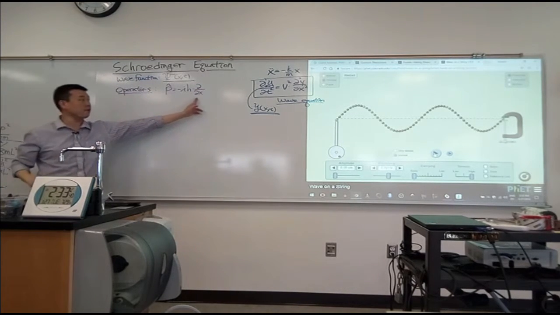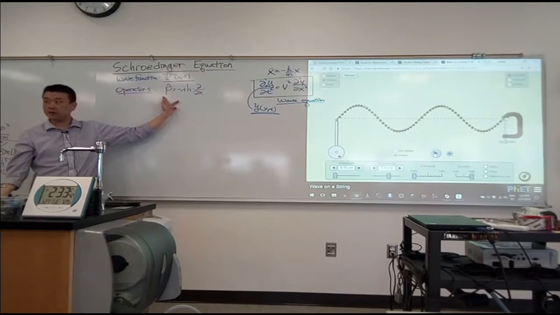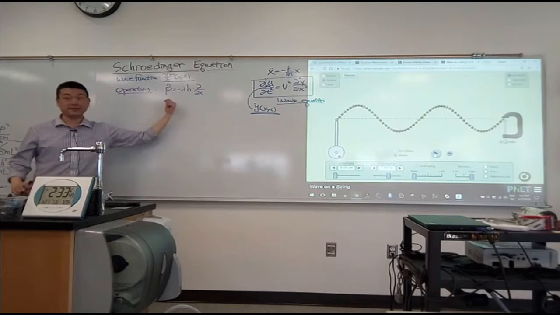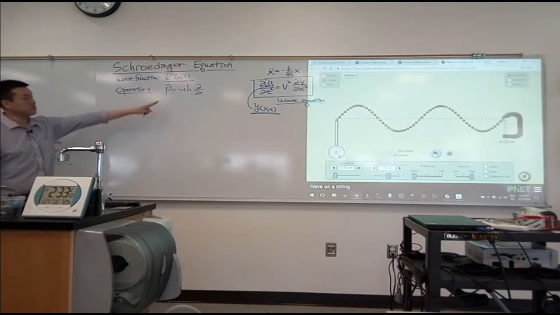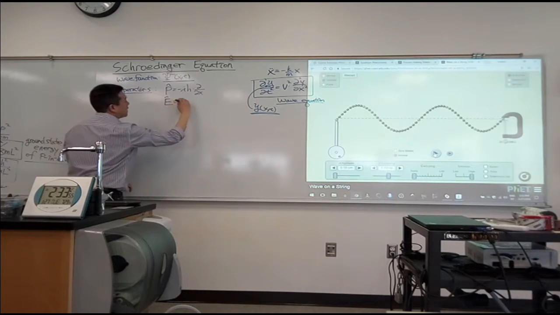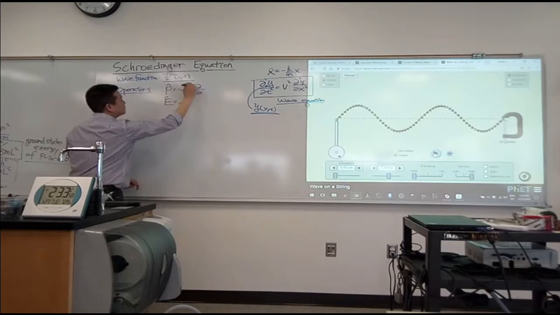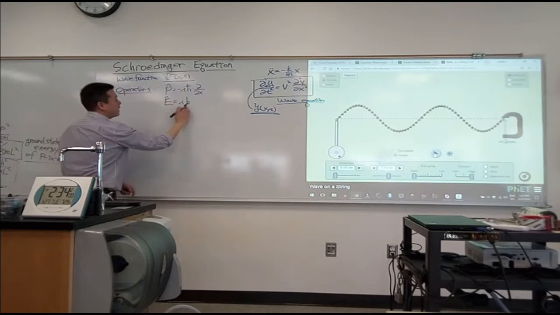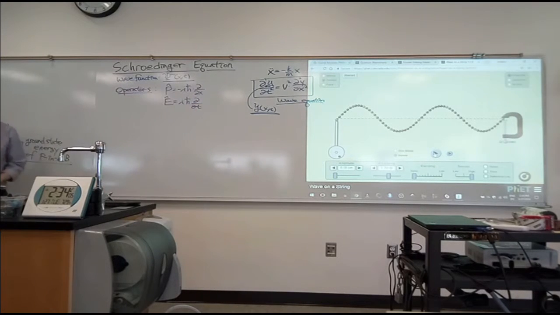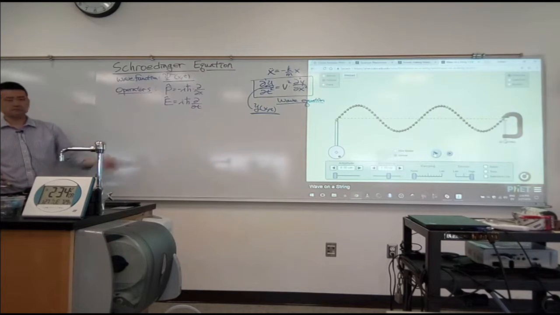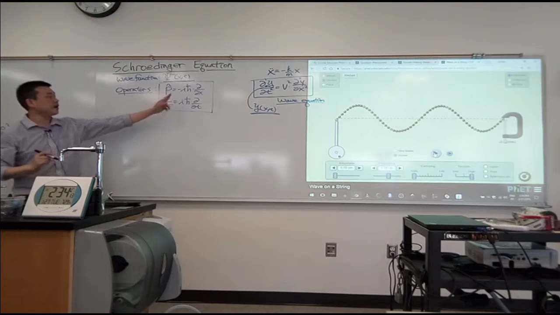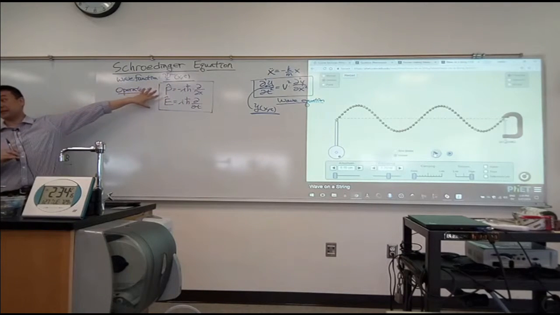That's what I mean. This is an operator. It's not a function. It's not a number. This only takes on a meaning once you operate on something with this. Yeah? So this is a momentum operator. And this is the energy operator, i h bar, partial derivative of time. You could take this as actually the fundamental assumption, this is my starting place.